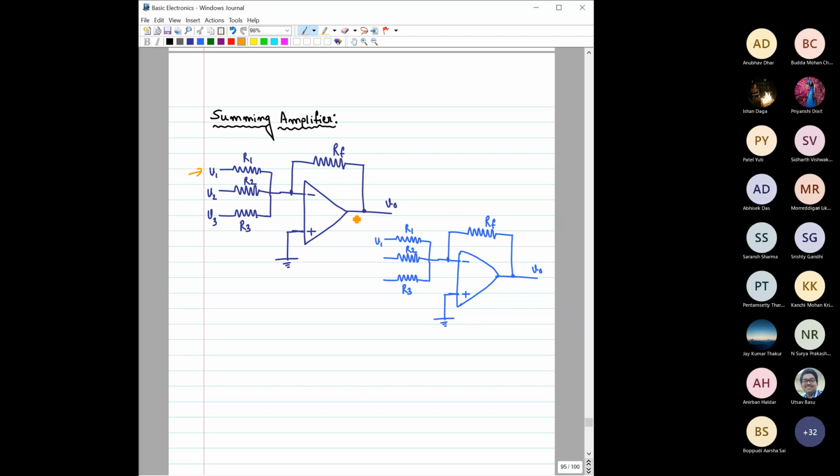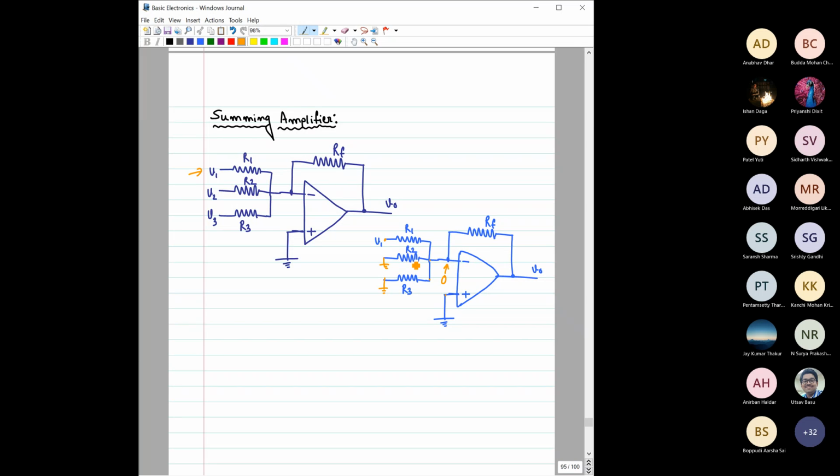To do that, let us apply superposition. When we are applying superposition, we have to apply one input at a time. Let's say we have applied only V1. Then V2, V3 would be grounded, right? So V2, V3 are at ground potential. Because V1, V2, V3 have batteries, you have to replace those batteries by their internal resistances, which is basically 0. That way, these two would be grounded. The non-inverting terminal is connected with ground, so use the virtual ground concept. This potential is also 0.